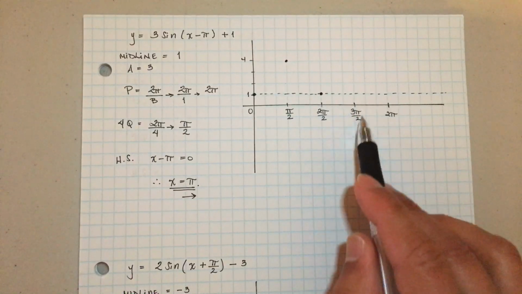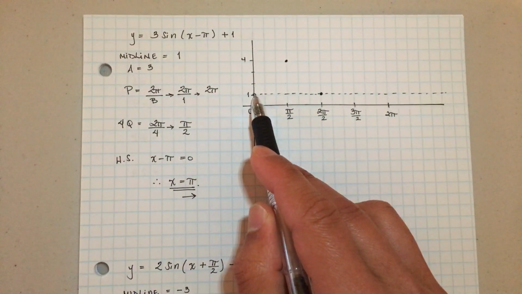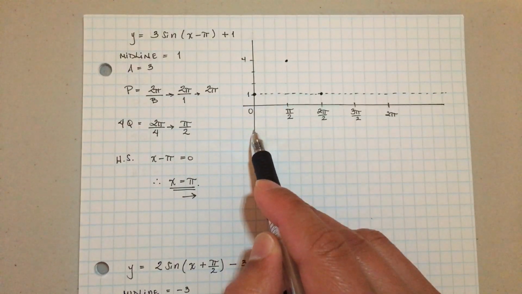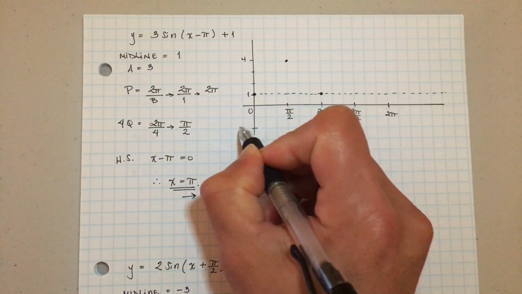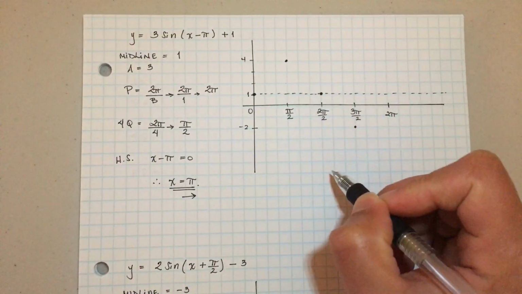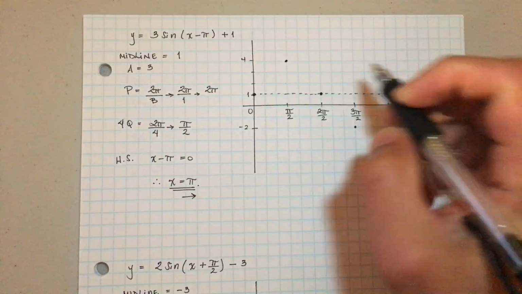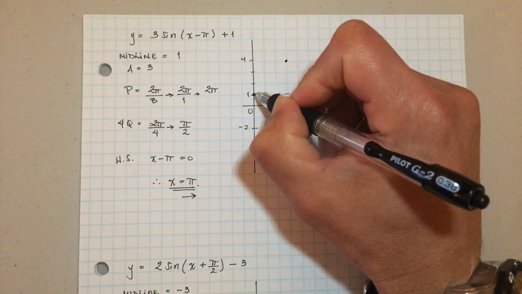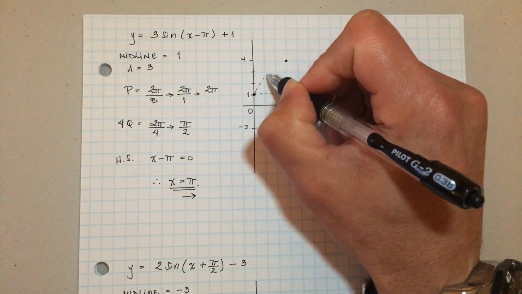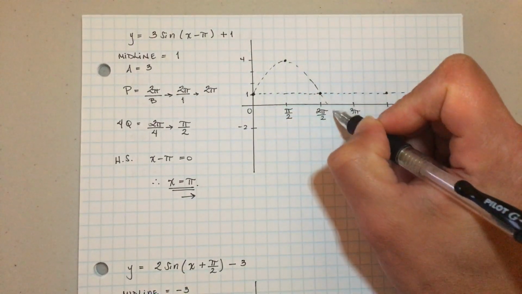Then from here, I'm going to go down. By the time I get to 3 pi over 2, I'm going to go down 3 spaces from the midline. So 1, 2, 3 right here, and that is -2. So here we're going to end up right here. And then the last one, we go back up to the midline right here. So you get this curve right here. Kind of like this. Nice.